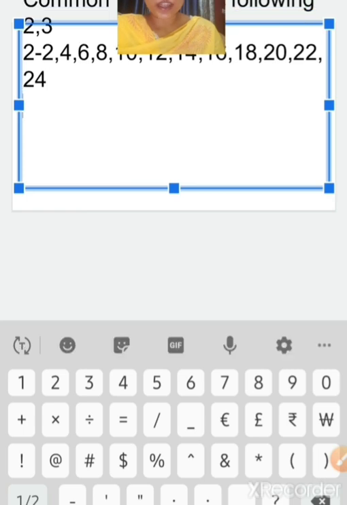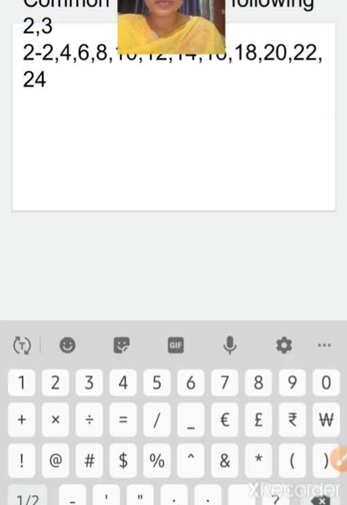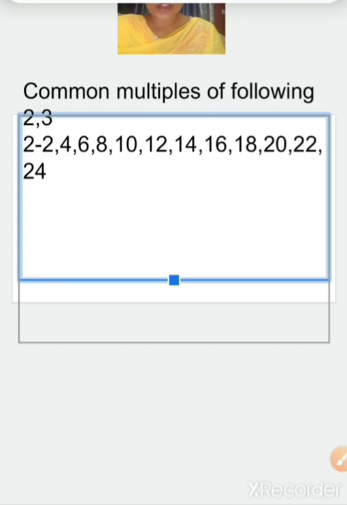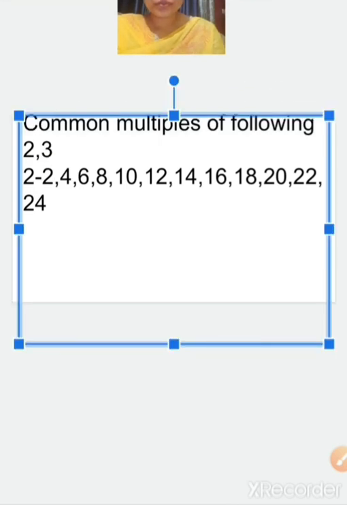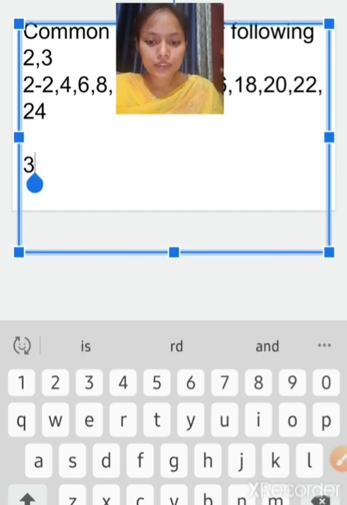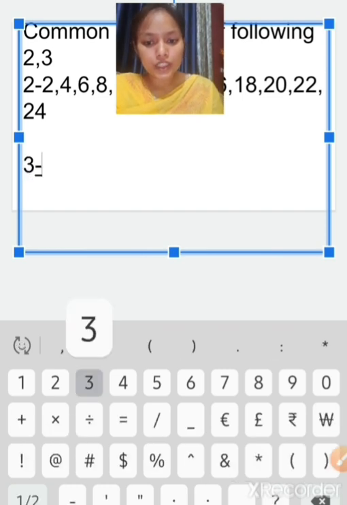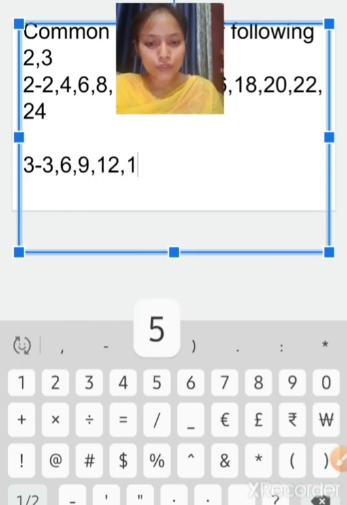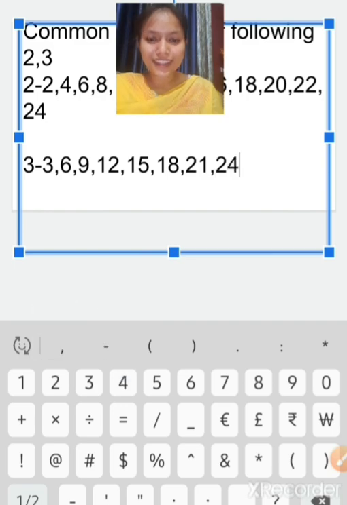Then after this, we will write the multiples of 3. Now multiples of 3, we all know what they are. We will write here. What are the multiples of 3? 3, 6, then 9, then 12, then 15, then 18, then 21, then 24. Let's write like this only.